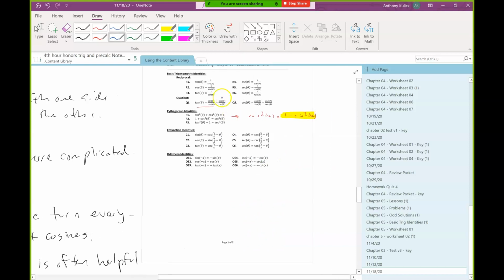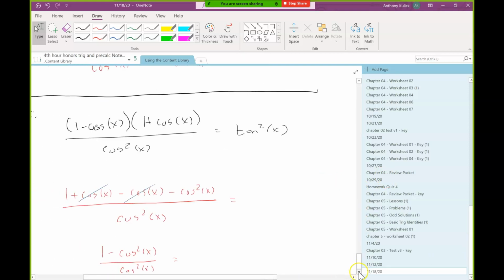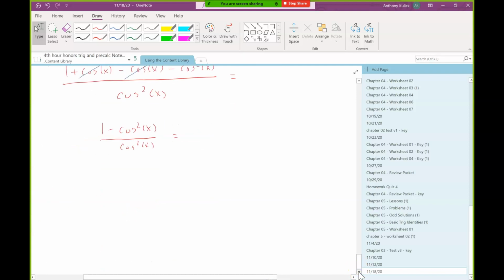So again, if I take P1 here, and I subtract cosine squared from each side now, I see that sine squared is equal to 1 minus cosine squared. So that's what I'm going to use, since I have a 1 minus cosine squared here.